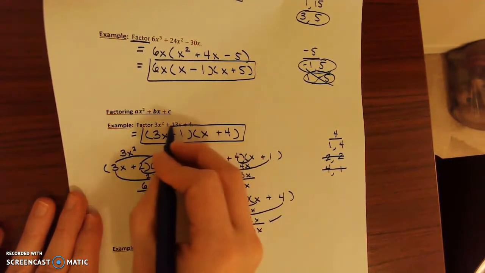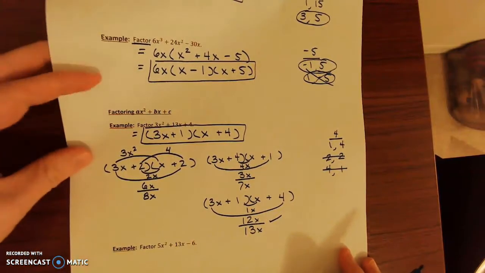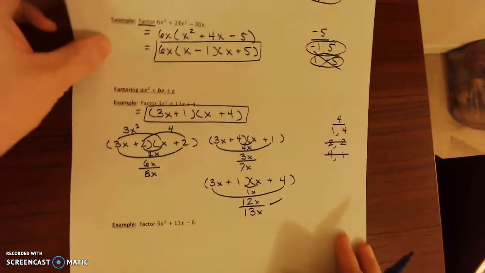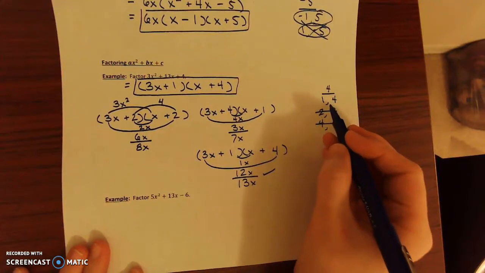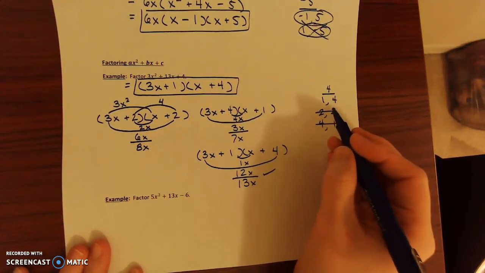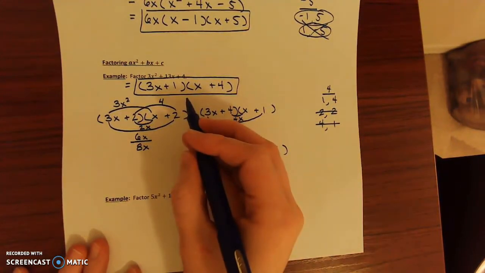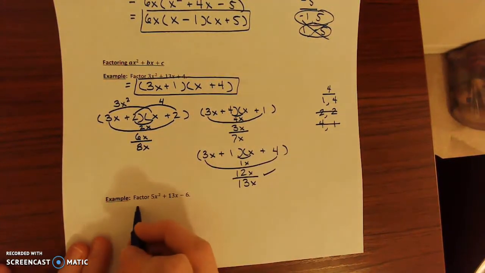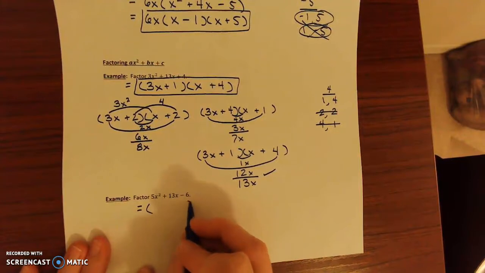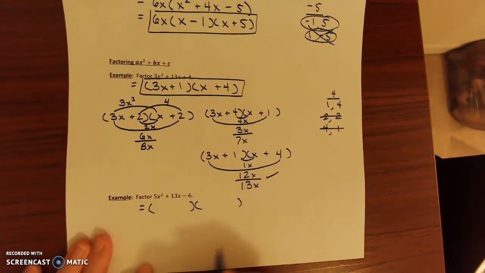Okay, so we use what we know about the FOIL method to make some guesses and then to check. Notice that for this one, it took us a while to get through all of those guesses, and we landed on our last possible guess. But the more you practice, the easier this is going to be, and the faster you're going to find the correct factors. So let's do some more practice together.